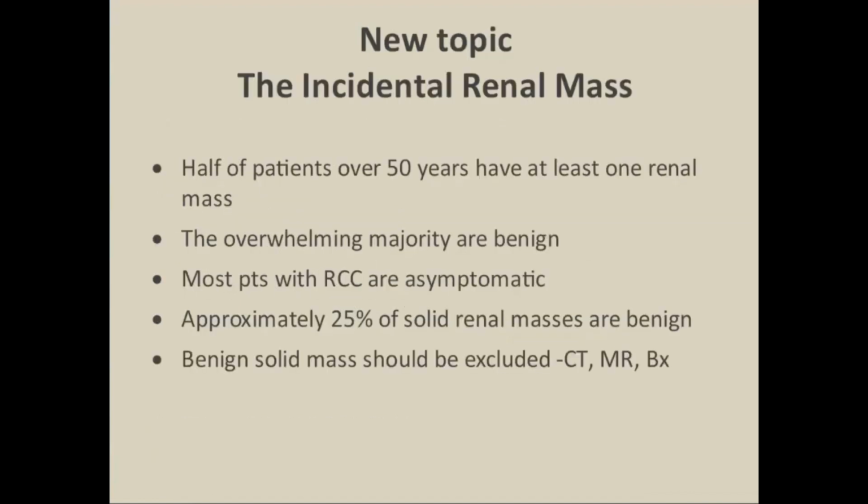I want to talk a little bit about the incidental renal mass. So half of us over 50 have at least one renal mass. The good news is, the majority of these are benign, the renal cysts. But most patients with a renal cell carcinoma are totally asymptomatic. And more importantly, the latest information is at least 25% of solid renal masses are benign. So we've got to kind of reorient ourselves. And the diagnosis of these solid renal masses, the benign ones from the malignant ones, is going to require more work than we can do just with ultrasound. And part of the limitation of ultrasound at this point is the lack of contrast.